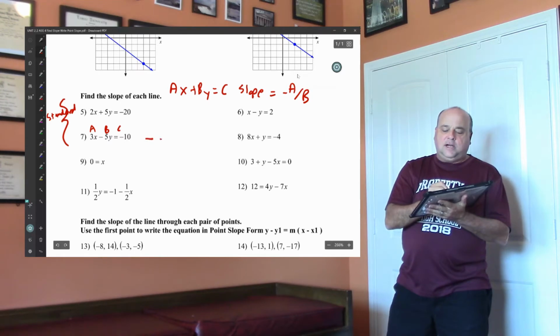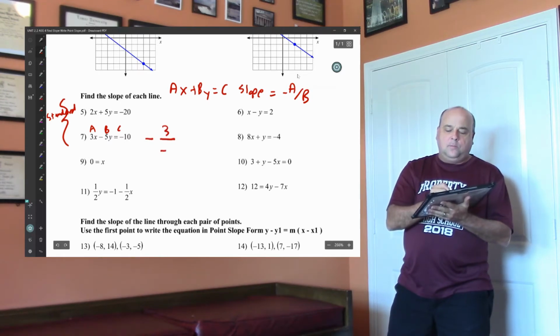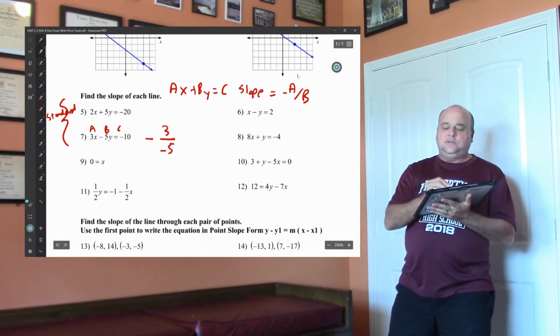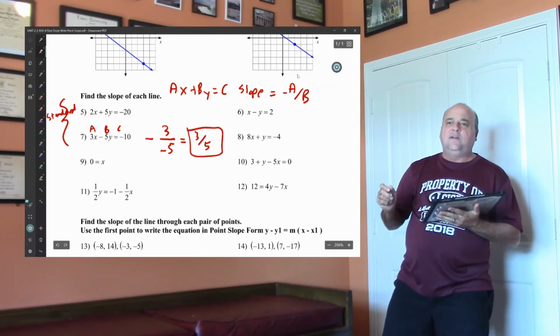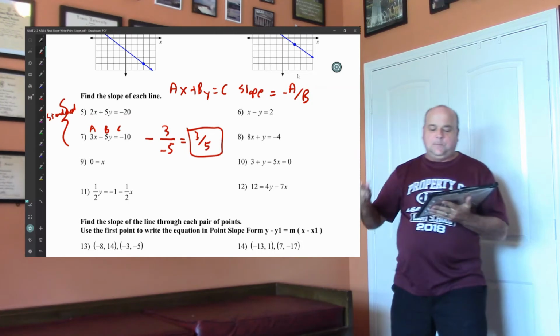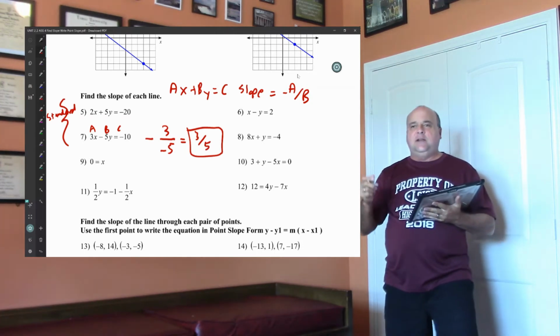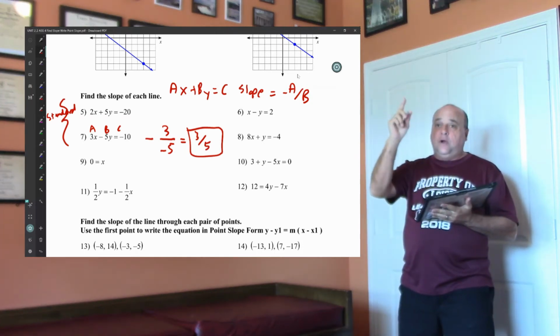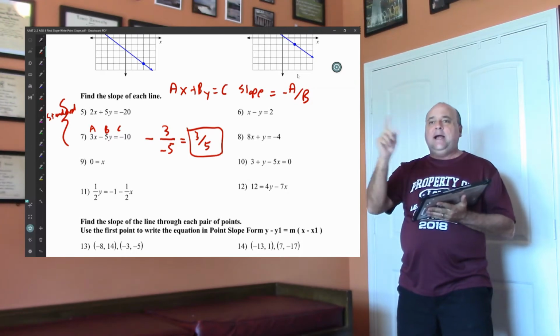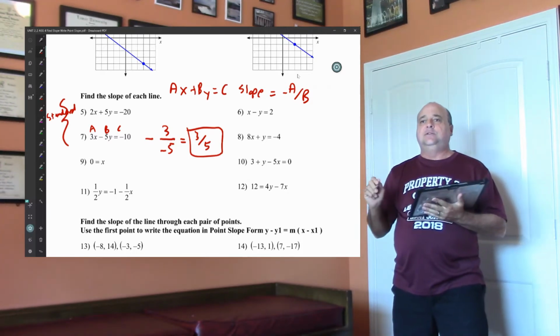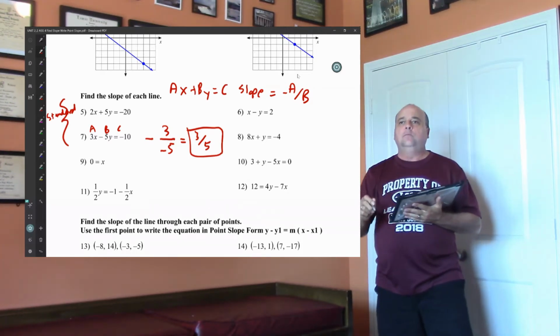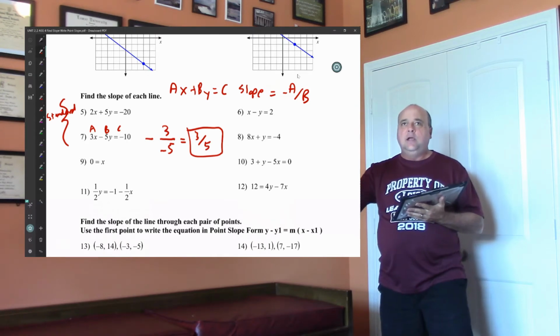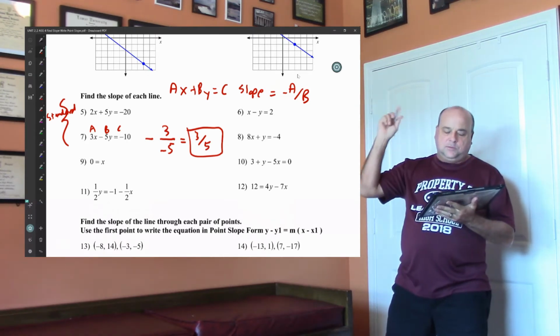Draw a negative fraction bar and put A over B. So there's 2 negatives. The 2 negatives will make a positive. So your slope would be 3 over 5, would it? That's pretty simple. If it's in standard, just -A over B. Also remember, if your x is positive, your y and your slope will be opposite signs, right? So your B term, if it's positive, the slope's negative. If the b term's negative, the slope's positive.